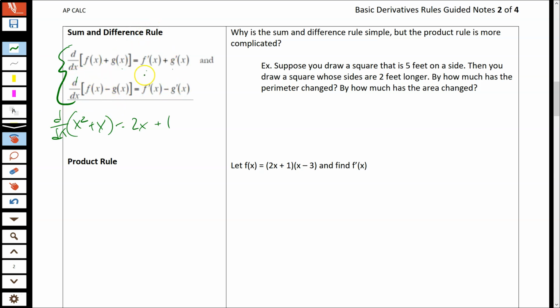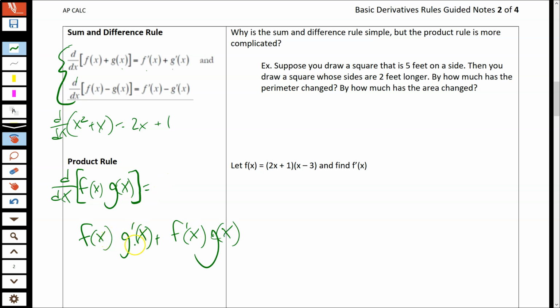So that one, like I said, you've already been using that rule. We're just giving it a name, so you don't have to burn a whole lot of brain power on this one. Product rule, though, this is new. So product rule says if I have f of x times g of x, the derivative of that is going to be the first function times the derivative of the second, plus the derivative of the first function times the second function. Okay, so this does not necessarily work exactly how you'd expect.